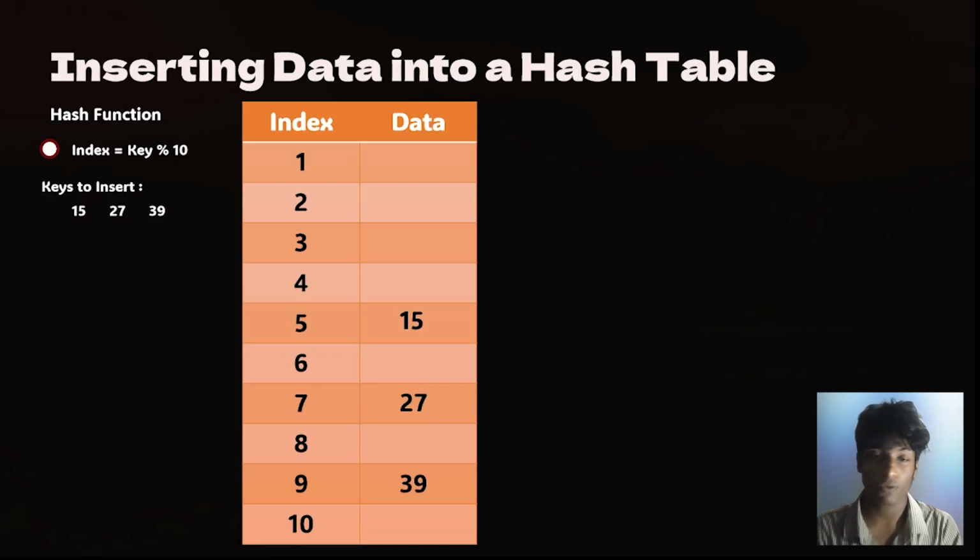So we don't have to search for empty locations or compare it with other data. The hash function tells us exactly where each key belongs. This direct placement is one of the main reasons why hashing is such an efficient method for storing data.